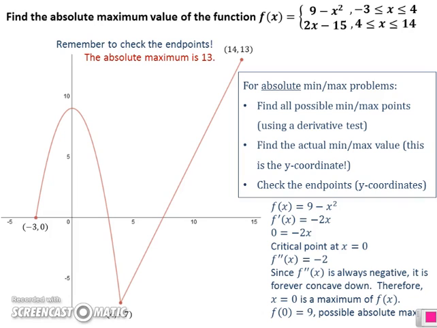So you start out by finding all the possible minimums and maximums, like the relative, which is the roller coaster ones. In this case, because we were looking for maximums, I didn't really need to know about minimums. But then you also check the endpoints. And the final answer is always the y-coordinate.